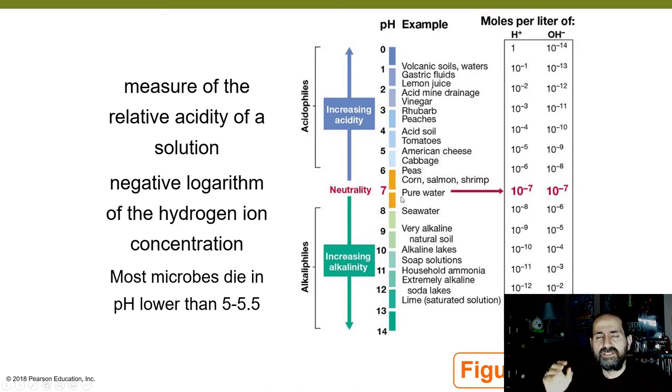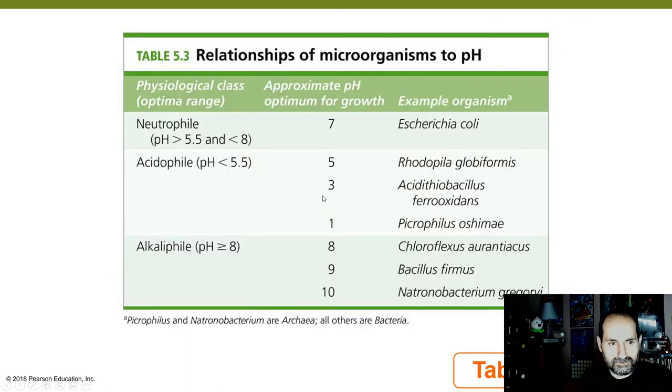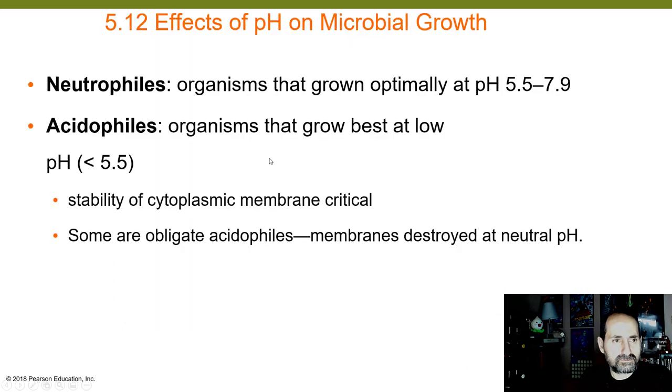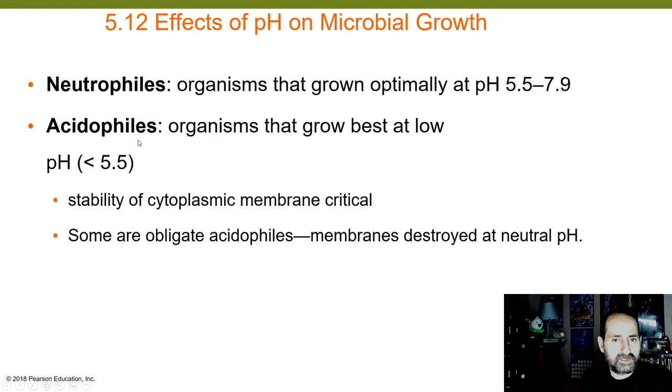So if you were to imagine what kinds of microbes would cause human disease, what would you think? Well, probably those that like to grow in human conditions. The human physiological pH is about 7.4 to 7.9. This is the pH where most microbes that cause human disease live, and those would be neutrophiles. Okay, so E. coli, for instance, is a neutrophile.